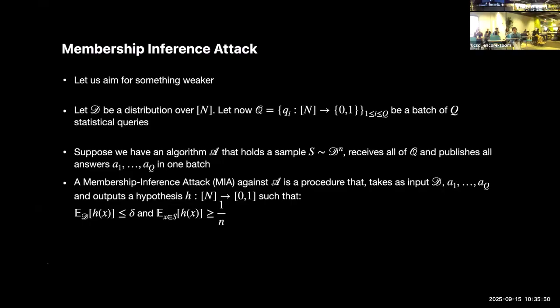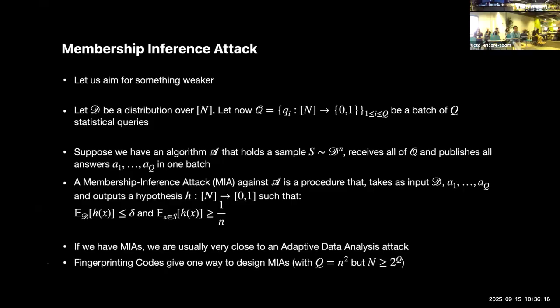If you think about what we are doing in the fingerprinting attack, we are really just doing this membership inference one at a time. And once you can infer the membership of all data points, the algorithm can just be accounted for. So the message here is, if we can design a membership inference attack in this setting, we are usually very close to an adaptive data analysis attack. From this perspective, fingerprinting codes are just one way to design MIAs.